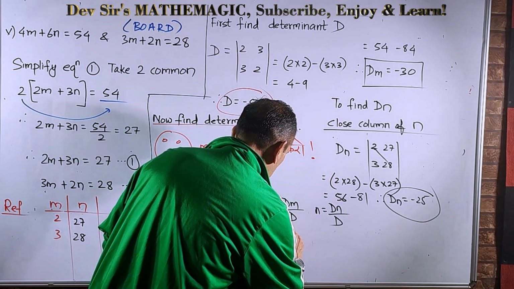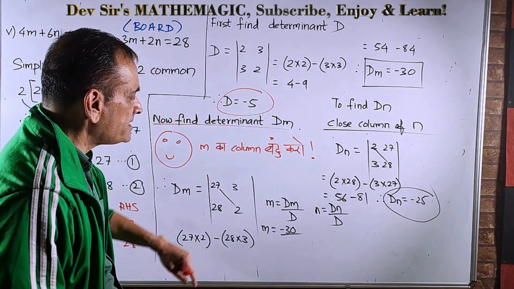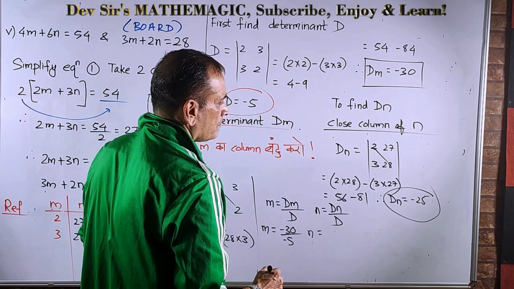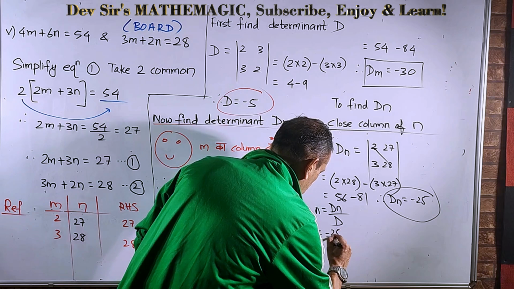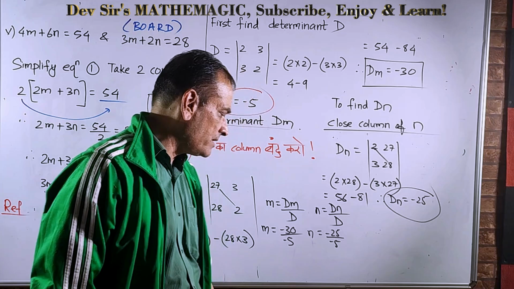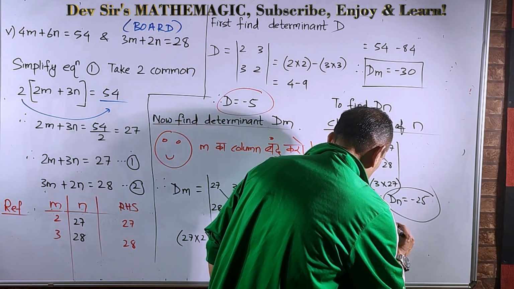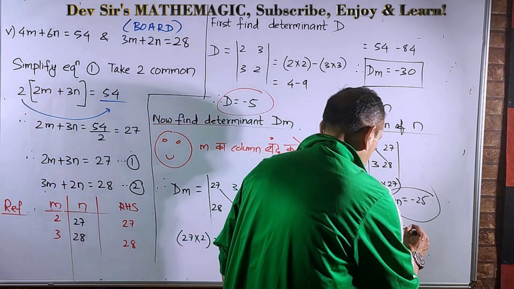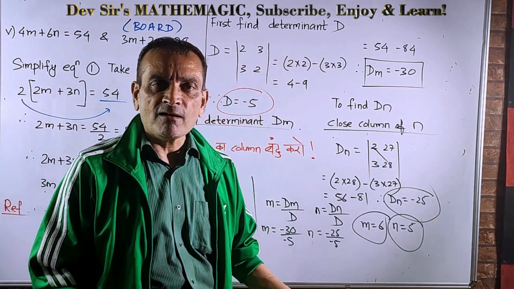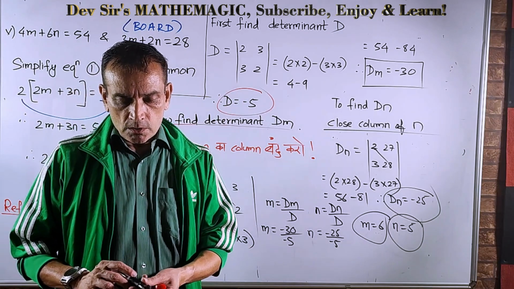Dm is minus 30. D is minus 5. The value of D is the same everywhere. Here also minus 5, here also minus 5. Minus minus gets cancelled. That is our solution set. Instead of x and y, we are getting m and n. Followed? So this was today's game.